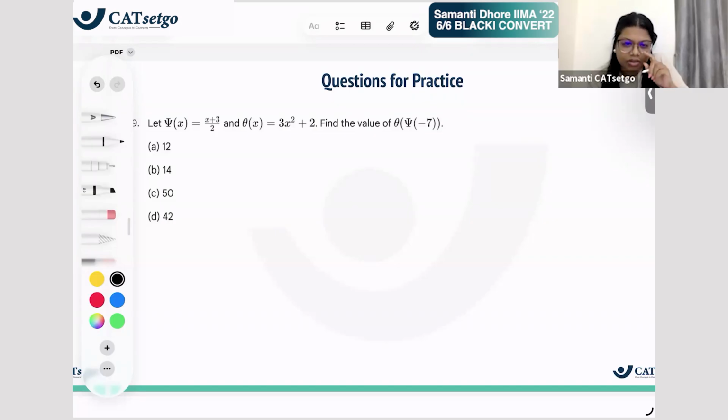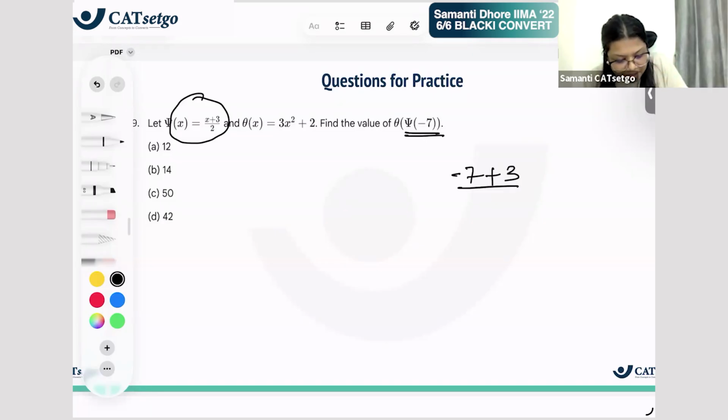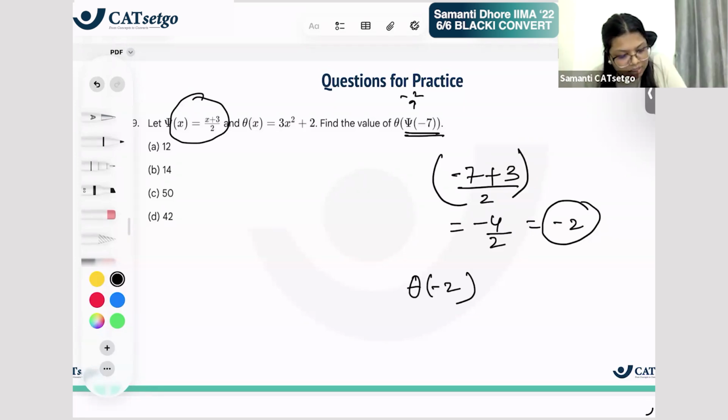Fair, good, good. So how do we solve it? First of all, we find psi of minus 7. How do we find psi of minus 7? It's minus 7. X के जगह हमें minus 7 डालना है. Minus 7 plus 3 divided by 2, which is minus 4 divided by 2, which is minus 2. और हमें theta of this minus 2 निकालना पड़ेगा फिर, right? इसका आंसर minus 2 आया ना, तो theta of minus 2.